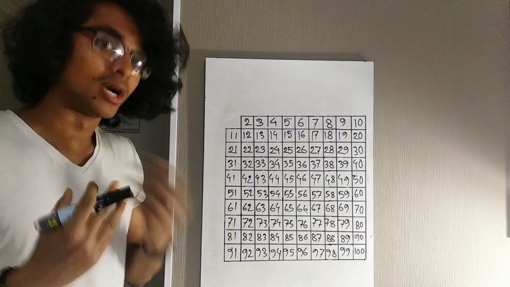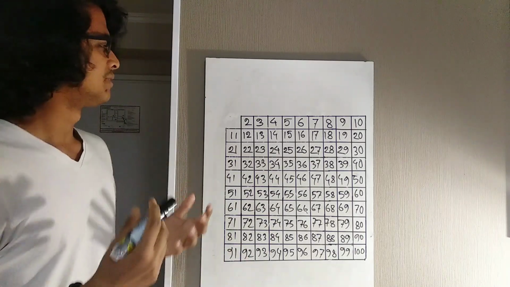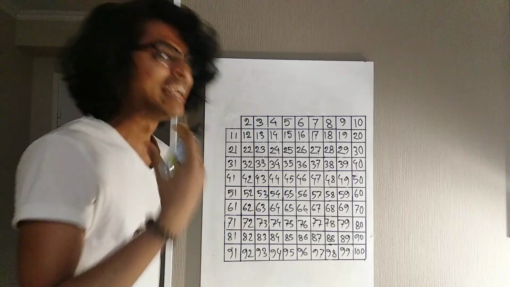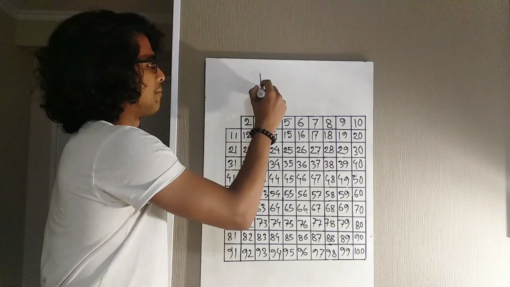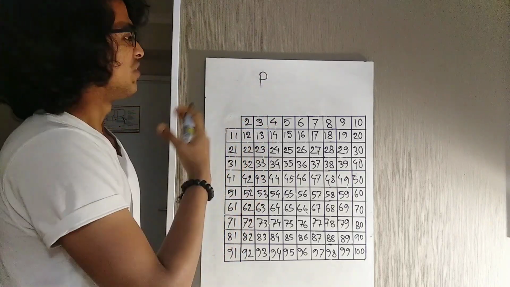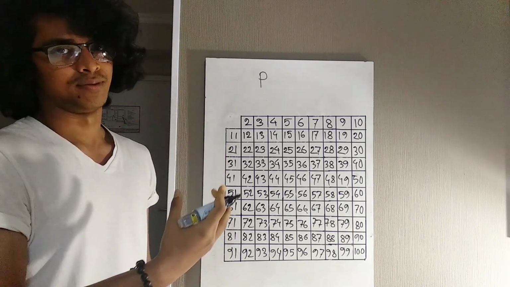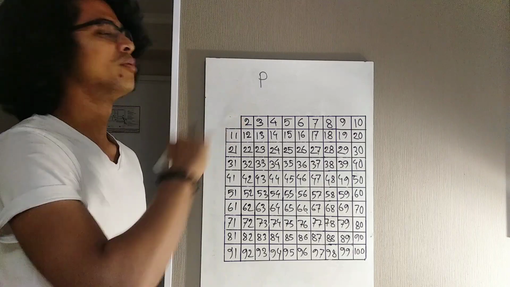So maybe some of you know what a prime number is, maybe some of you don't. So let me explain a little bit what a prime number is. Prime numbers are a kind of integer. If we have a prime number p, it is an integer that is only divisible by 1 and itself. So let's say we have a random integer a.